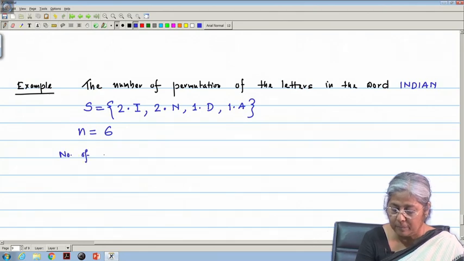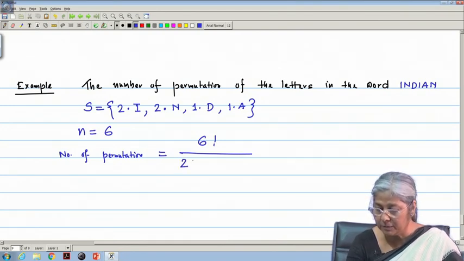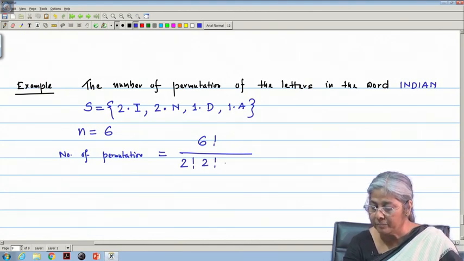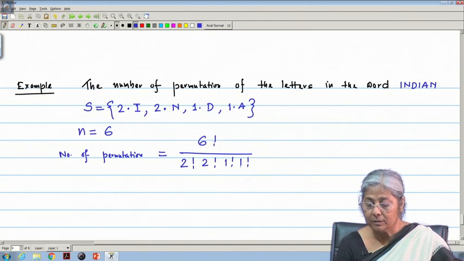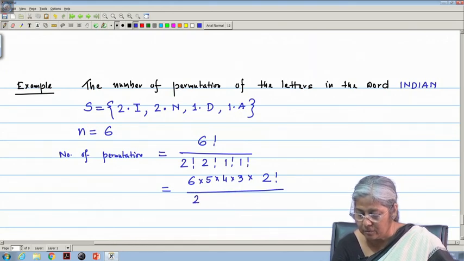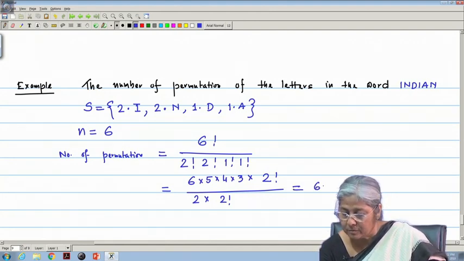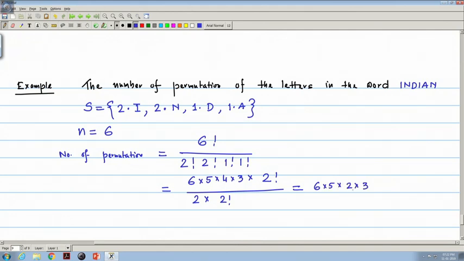The number of permutations is 6 factorial divided by, there are 4 types, n1 is 2 factorial, n2 is 2 factorial, n3 is 1 factorial and n4 is 1 factorial. That means I with 2 repetition, N with 2 repetition, D with 1 repetition, A with 1 repetition. So, I can write 6 into 5 into 4 into 3 into 2 factorial, divided by 2 into 2 factorial, and this becomes 6 into 5 into 2 into 3, which is 180.